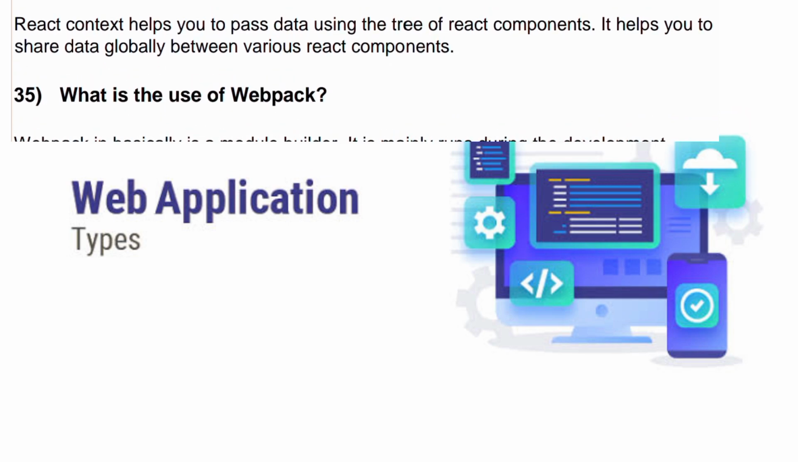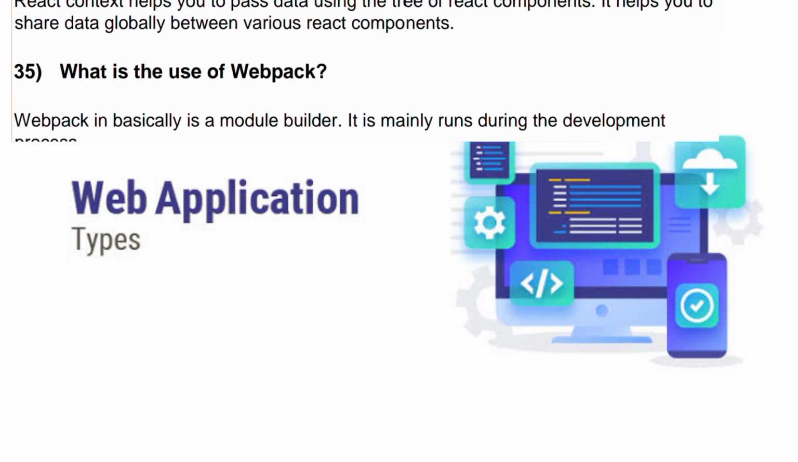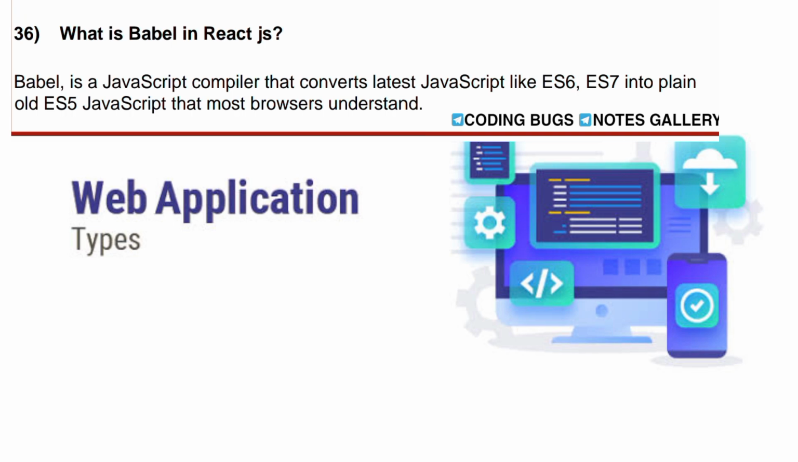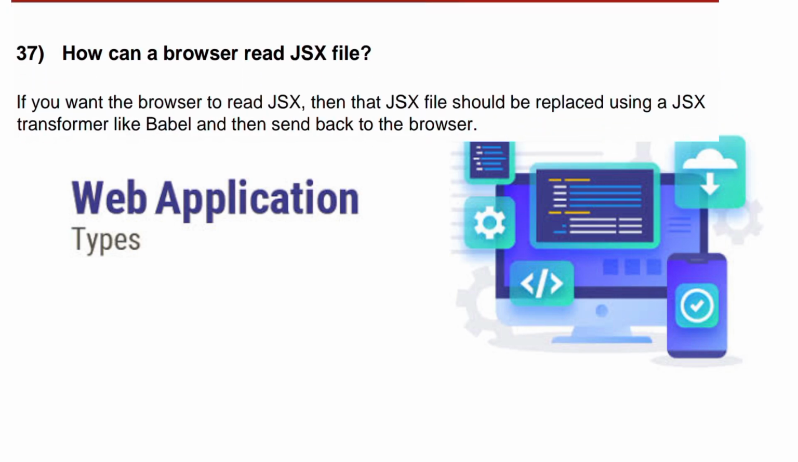Now the next question, what is the use of Webpack? Webpack is basically a module bundler. It mainly runs during the development process. Now the next question, what is Babel in React.js? Babel is a JavaScript compiler that converts the latest JavaScript like ES6, ES7 into plain old ES5 JavaScript that most browsers understand.